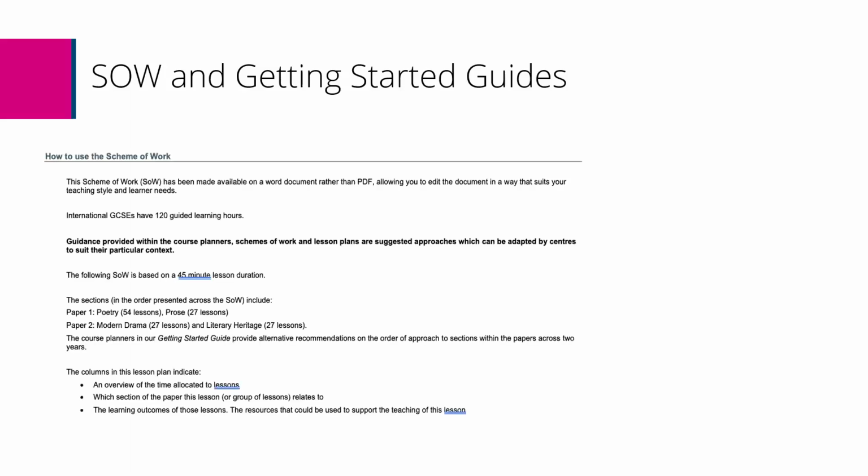Okay, so we've got a little bit here about the scheme of work and a little bit about the getting started guide. The scheme of work is a Word document rather than a PDF, so you can edit it for your school and the timing of your lessons and so on. That's a little bit about how it's set out: the columns, an overview of the times for the lessons, the sections of the paper, and the learning outcomes. That is SO8 in your download, but it's also available on the website.